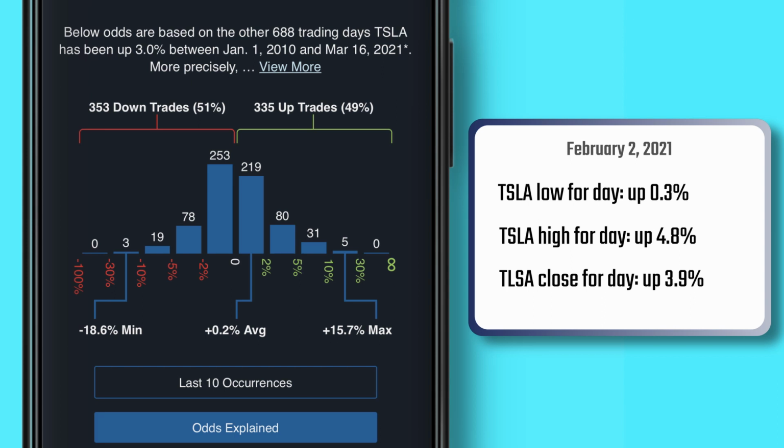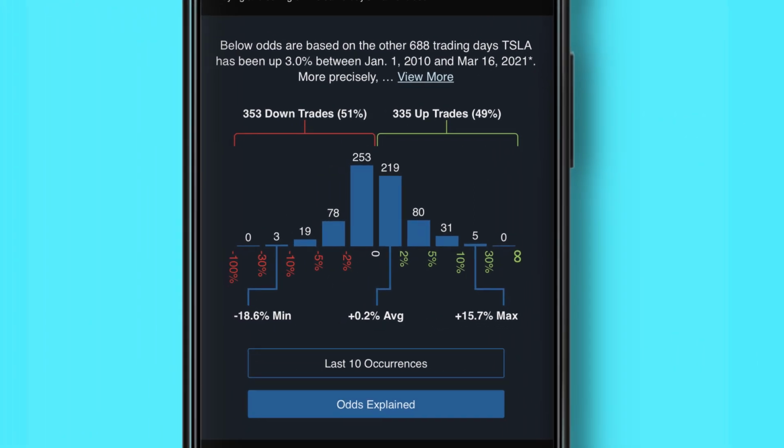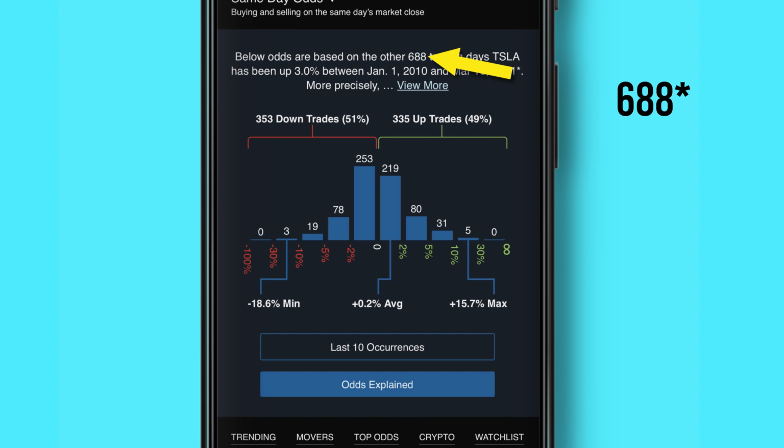So, if on February 2nd, 2021, you had bought Tesla while it was up exactly 3% and held it until market close when the stock was up 3.9%, you would have made roughly a 0.9% return. However, this is just one of the 668 days since 2010 that Tesla has been up 3%. This graph helps summarize the returns you would have made if you had executed that same trade on each of those days. On the bottom here, we can see that on average, you would have made a 0.2% return.